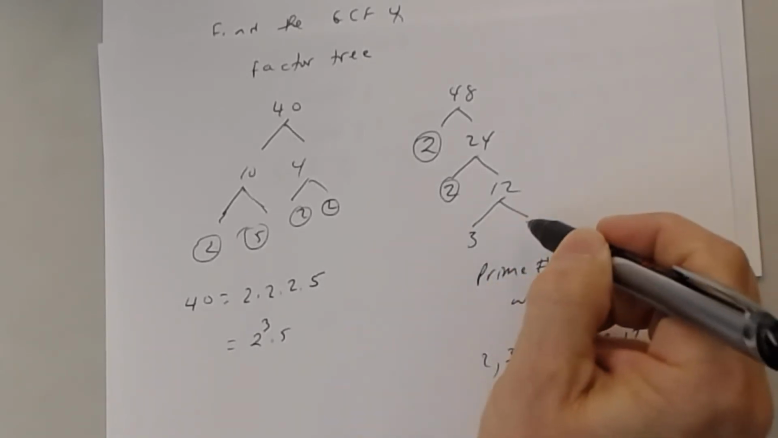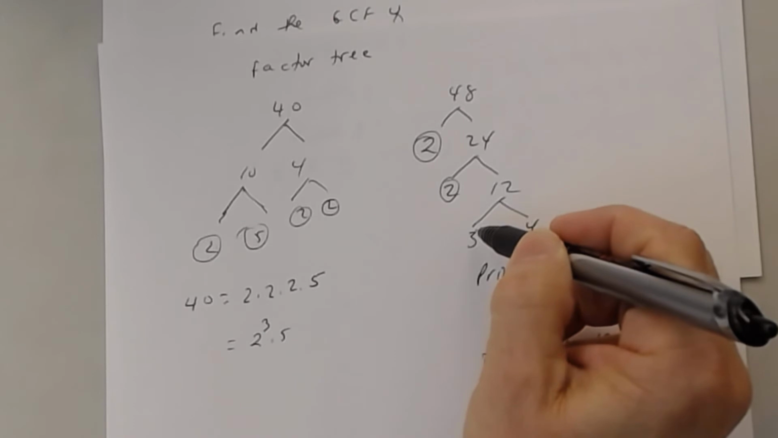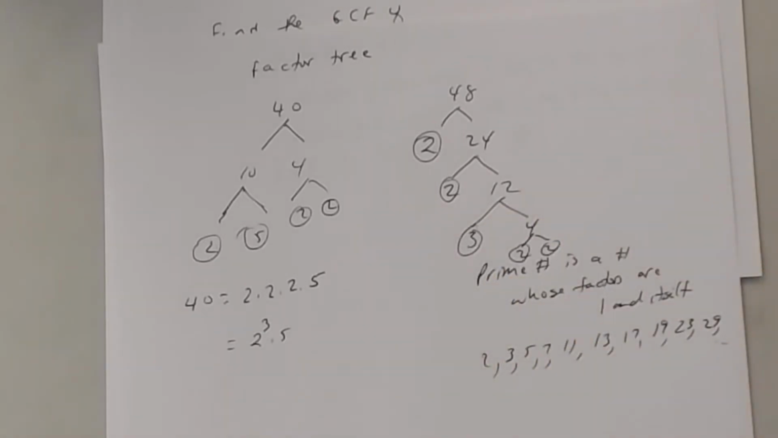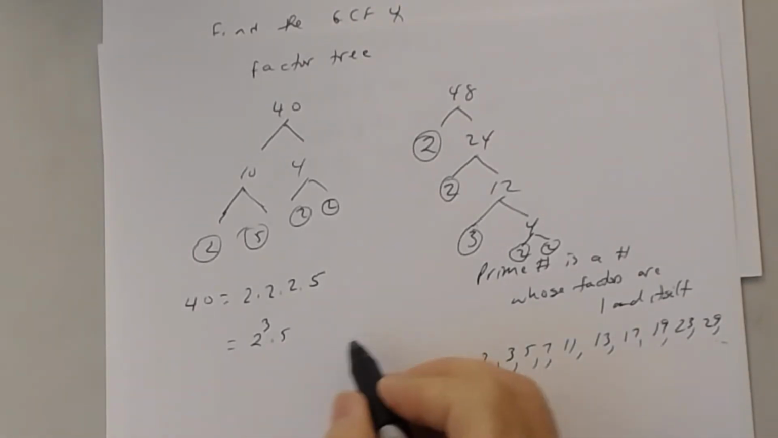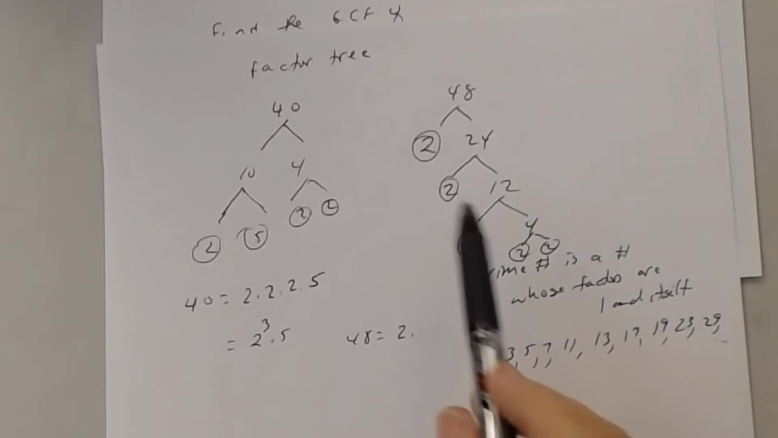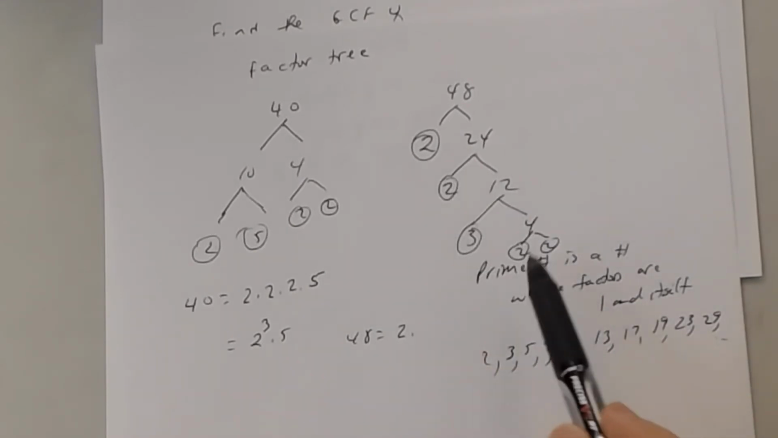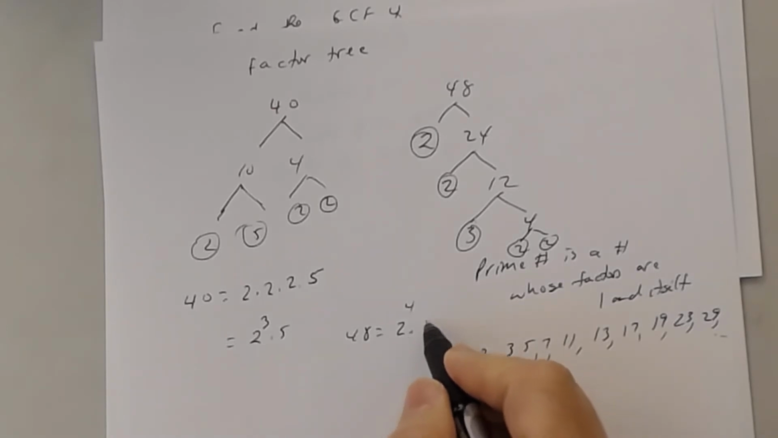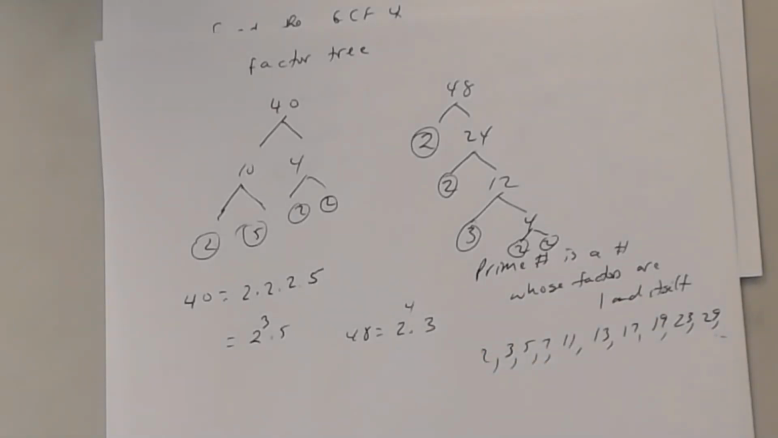3 and 4? 2 and 6. I can circle which one? 3. And 4 I can write as? 2 and 2. And I can't go any further because every branch is circled. So 48 I can write as 2, and let's put it in order, 2, and how many 2's are there? Factors of 2's: 1, 2, 3, 4, right? So you agree that's 2 to the 4th? Yeah. Times what? 3. Okay, so that's what I have.